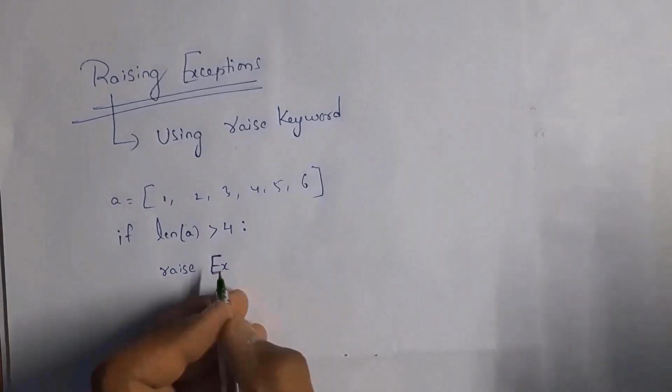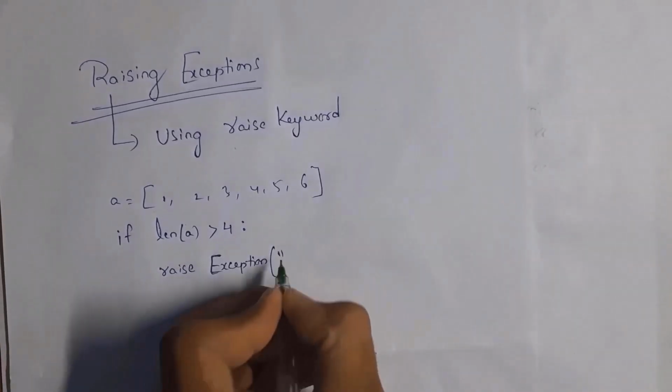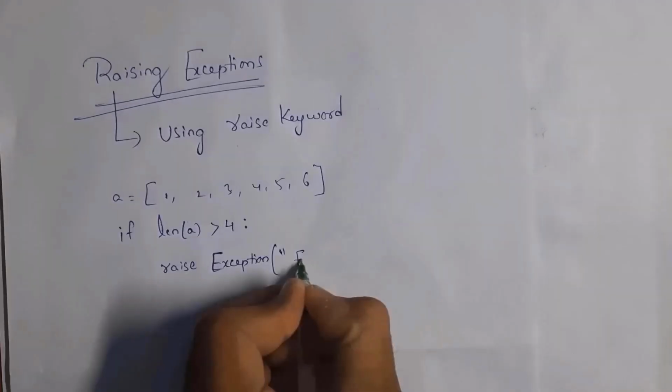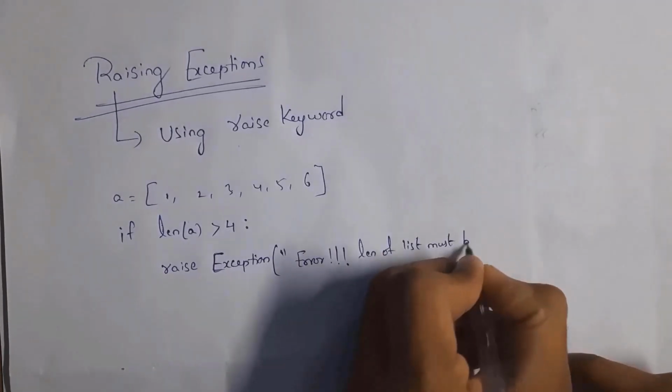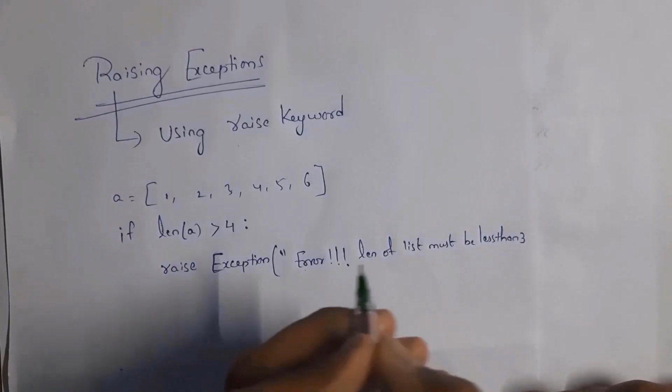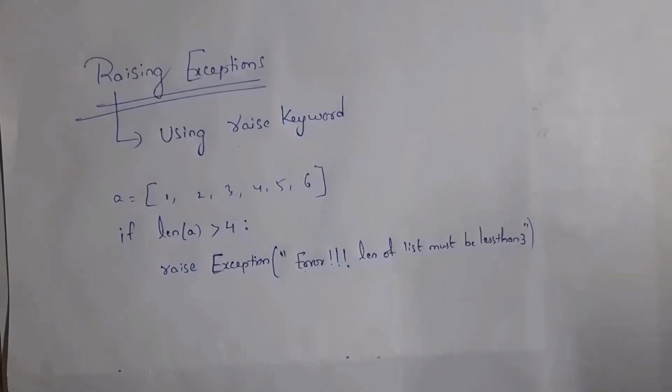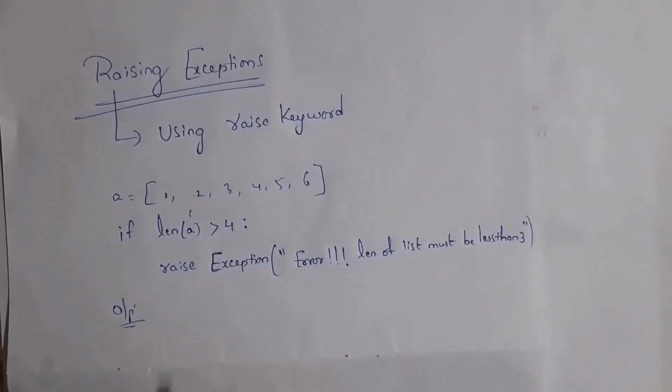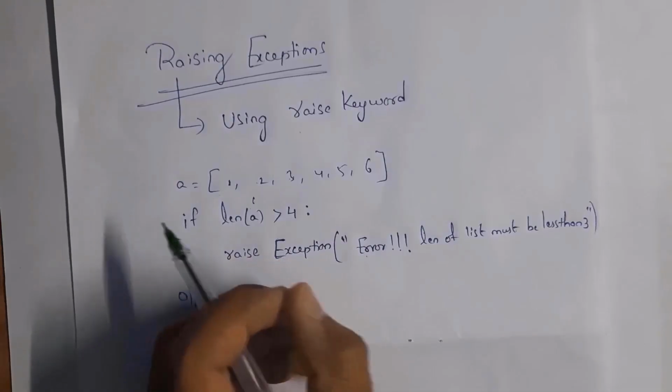And here you need to take E in capital letter or else it will display an error. Exception. Inside this I want to create some error message like: error length of list must be less than 3. That is, error length of list must be less than 3. This is the exception which is created by me. We can create custom exceptions by using the raise keyword. Here I gave the condition that length of a should not be greater than 4.